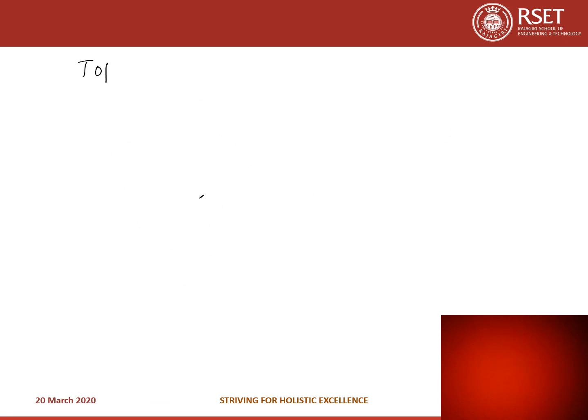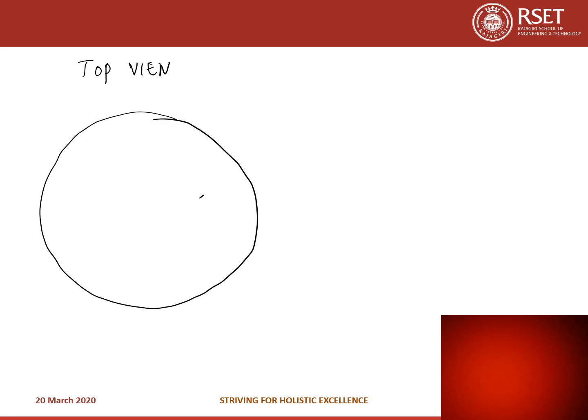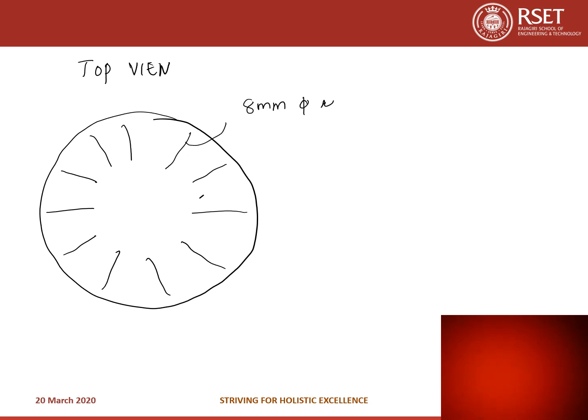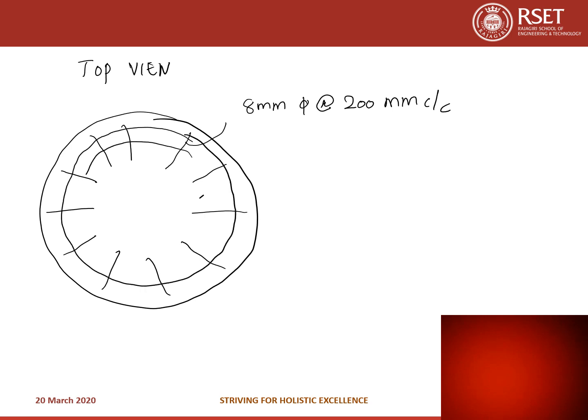Now, seeing the top view, this is a fixed edge, so we need top reinforcement because there is a hogging moment. We already calculated that reinforcement. It should be provided in the radial direction at the top. So we got this as 8 mm dia at 200 mm spacing. Now we may need to give at least 2 circular rings to tie this reinforcement.